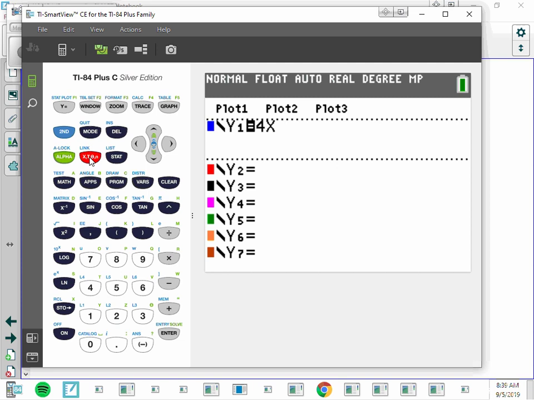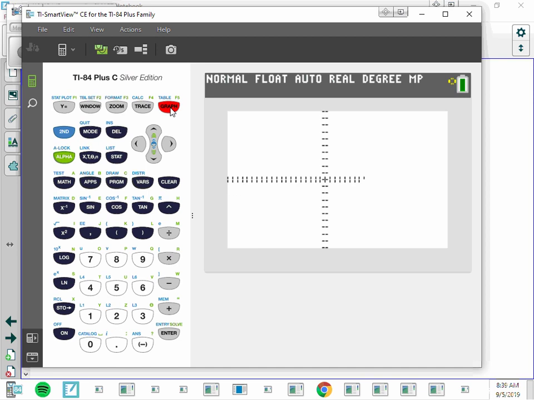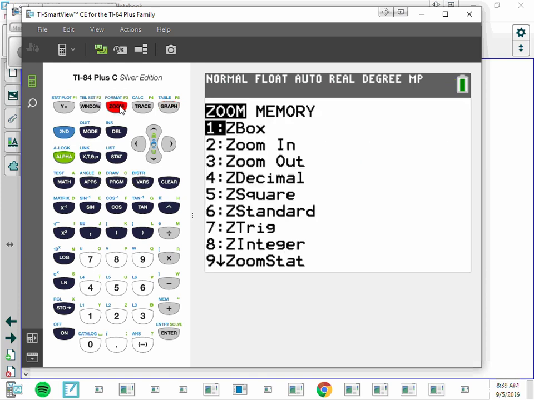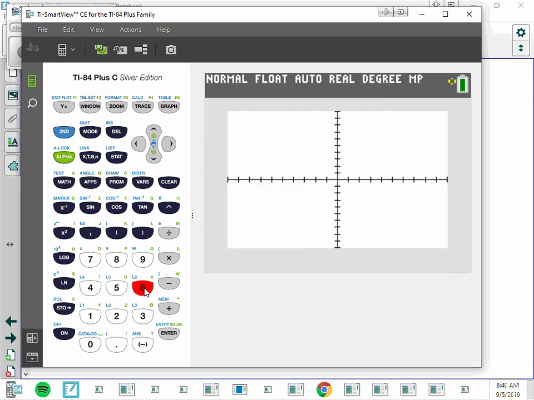Okay, so 4x minus 32. And I'm going to push graph, and my graph probably looks different from yours because it's not in the standard window. The standard window goes from -10 to 10 on the X and -10 to 10 on the Y. To get to that standard window, you push zoom, and then number 6 says Z standard. And that will get us to that standard window.